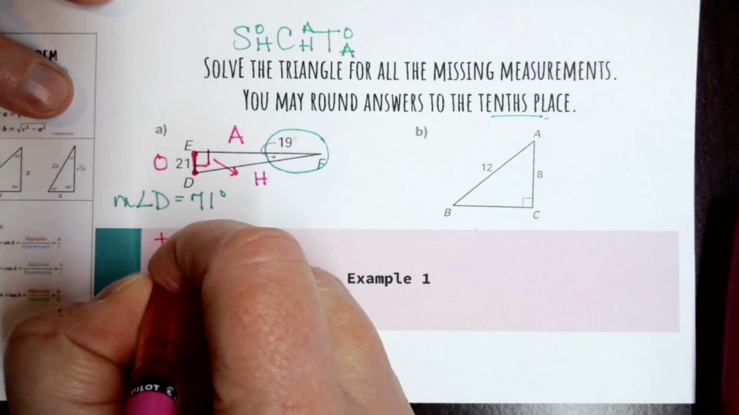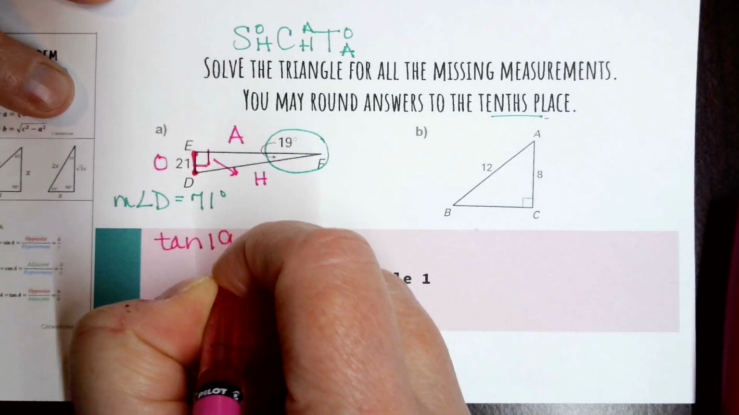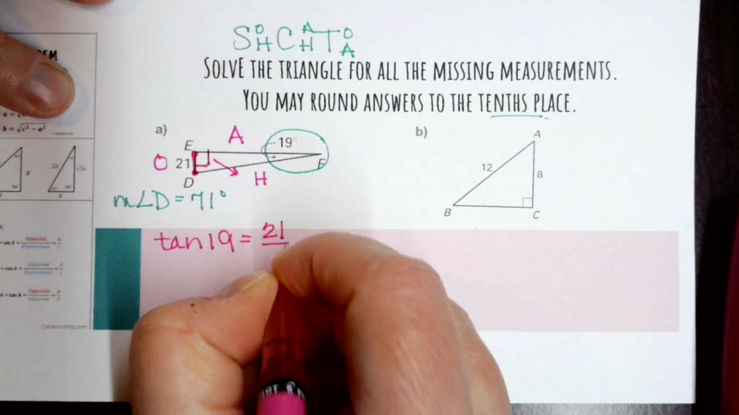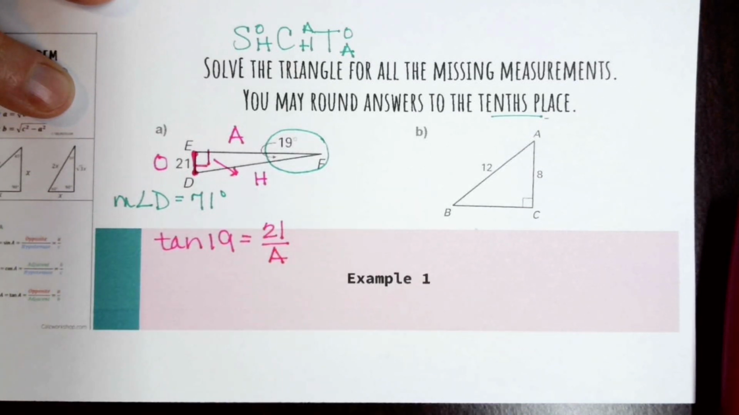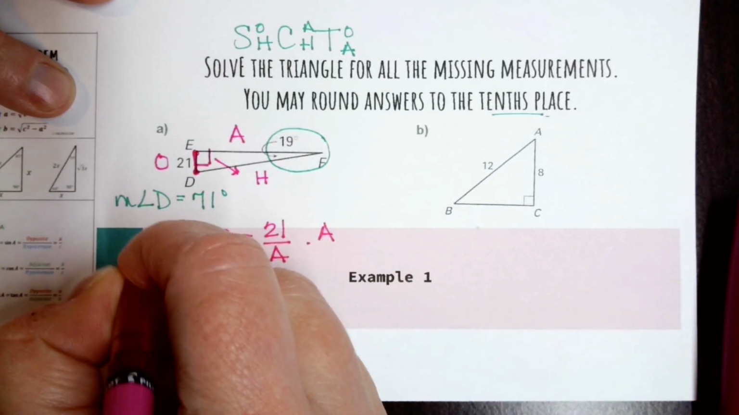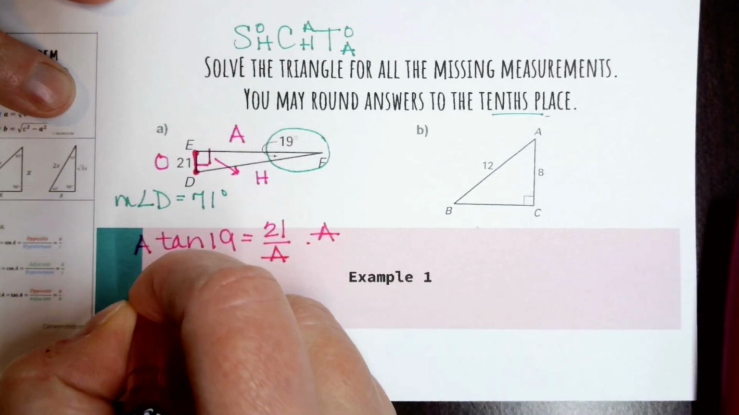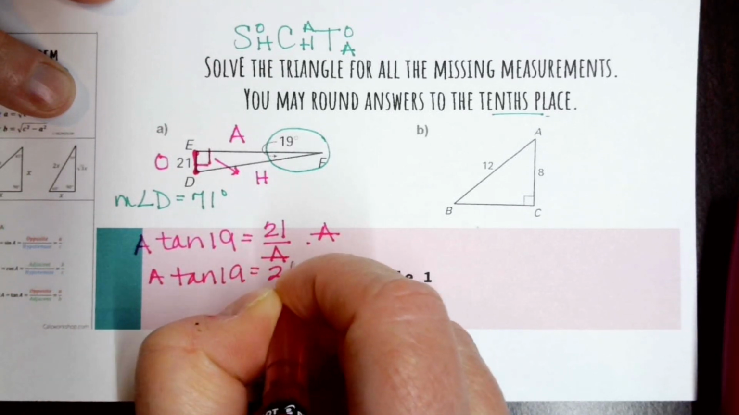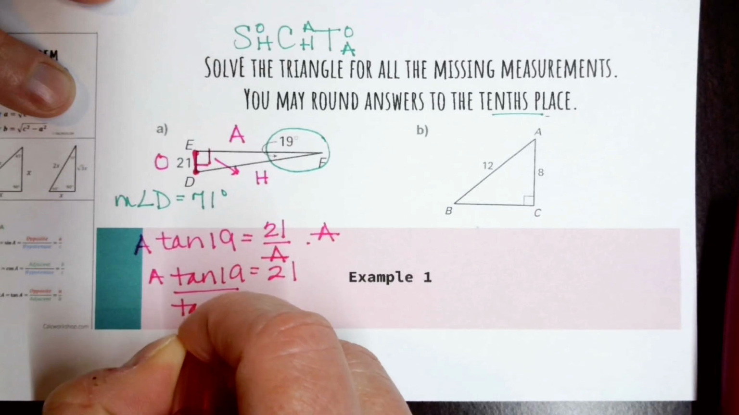Okay, so tangent of my angle, 19, would be equal to opposite over adjacent. Okay, so we'll multiply both sides by that A. So A multiplied by the tangent of 19 is equal to 21, and then we'll divide by the tangent function.